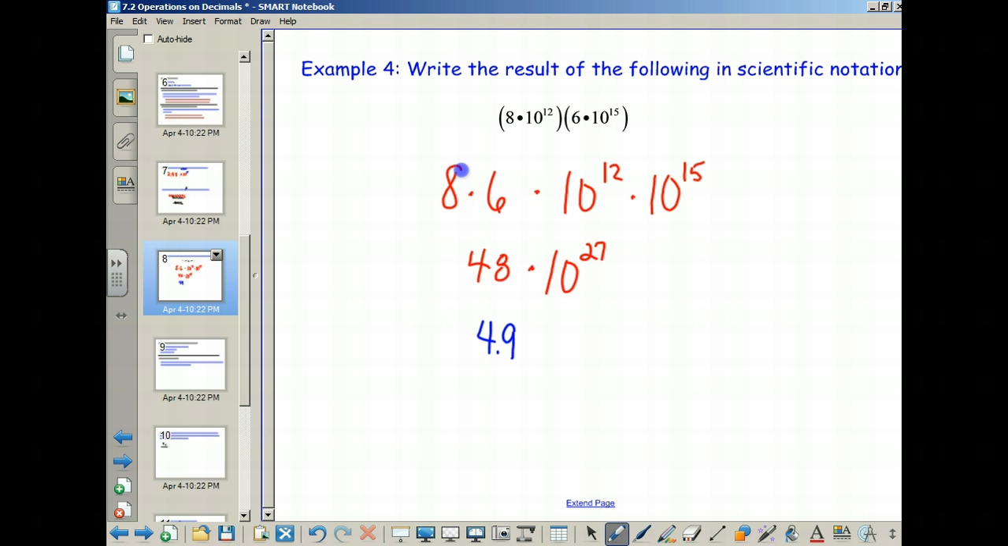Now here's your question. Is 48 a big number or a small number? It's a bigger number than the one I just wrote down, right? So what does it mean? Well, it means my exponent would get bigger. How many bigger? 1 bigger. So instead of it being times 10 to the 27th, it would be times 10 to the 28.